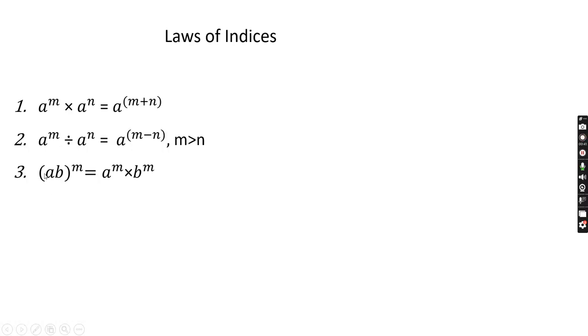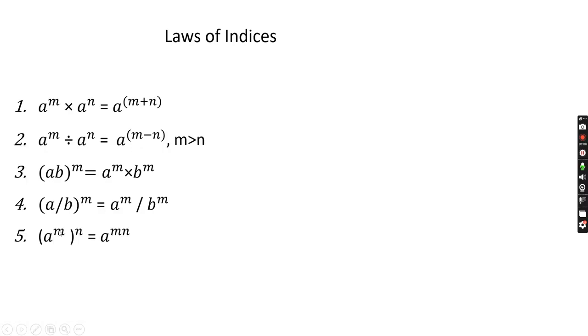Similarly, look, a and b both are multiplied together and this whole power is m. In such case, this m is the power of a also, m is the power of b also. Okay, here is the multiply symbol. Next law, a divided by b whole power m. Okay, it means it is the power of a also, numerator, and it is the power of b also.